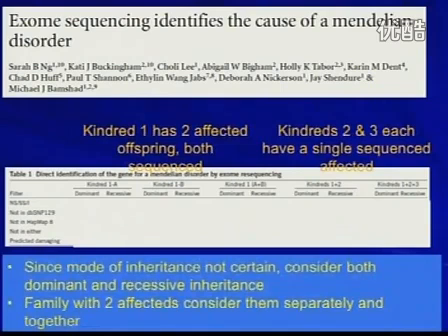If you notice, they have both dominant and recessive. They were not confident enough to know which of those patterns of inheritance it was. So they actually pursued this all the way through, considering both possibilities. When they were looking for dominant, they were just looking for a heterozygous variant. And when they were looking at recessive, they required a variant to be on both alleles.